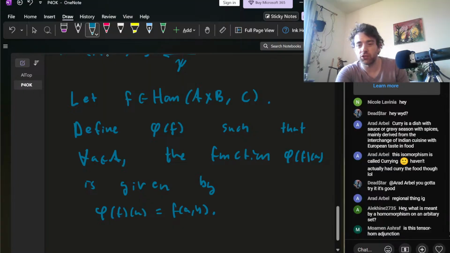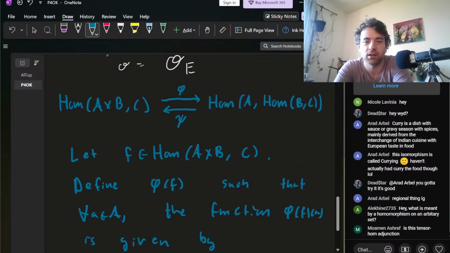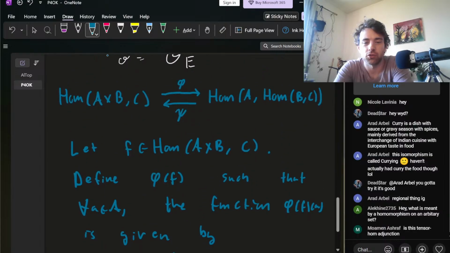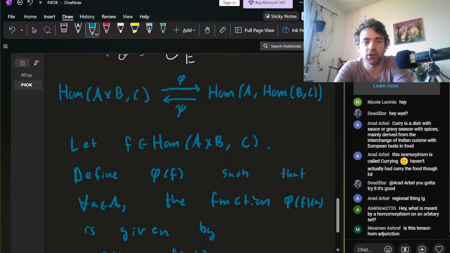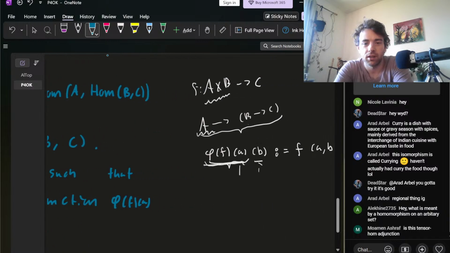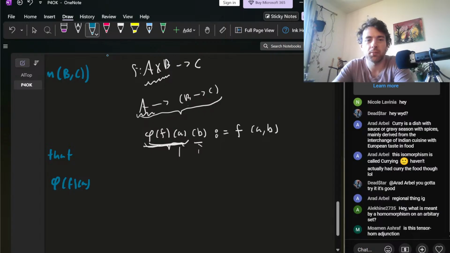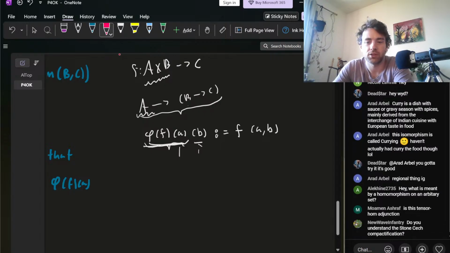Sort of. I mean, this is a baby version of the tensor-Hom adjunction, because we're just thinking about sets. And so now, conversely, to come up with the opposite direction, you know, do I understand Stone-Čech compactification?